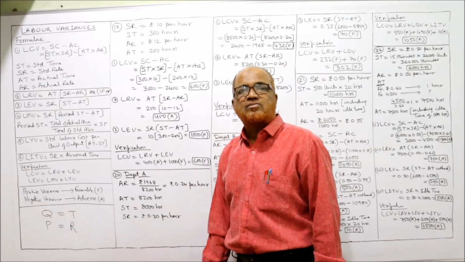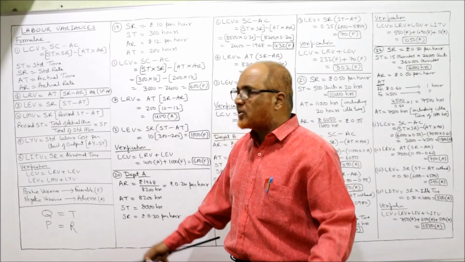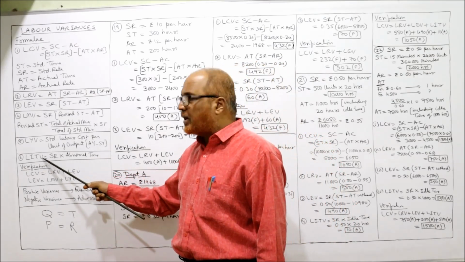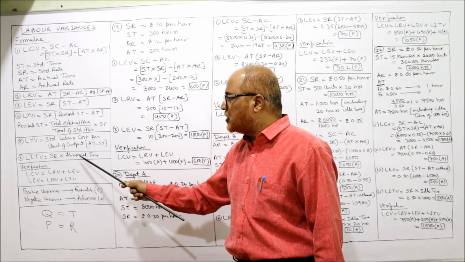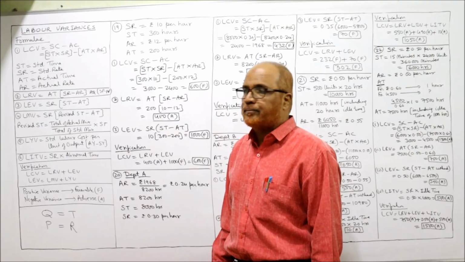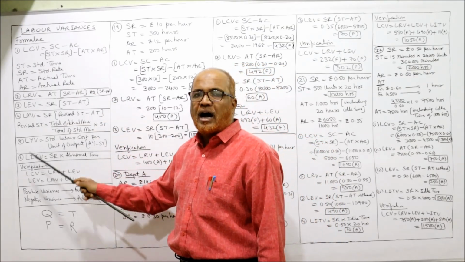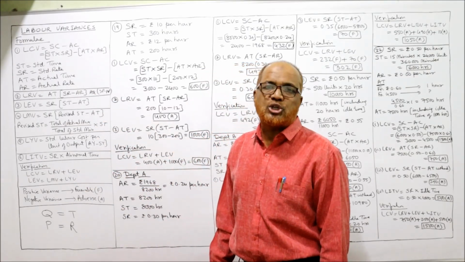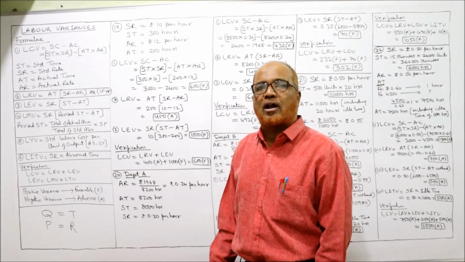In labor variances, we have 6 formulas. One more extra formula, LITV, labor idle time variance: standard rate into abnormal idle time. Abnormal idle time, that's all. These are the formulas. After calculating, you can make the verification to check whether we have done correctly or not.